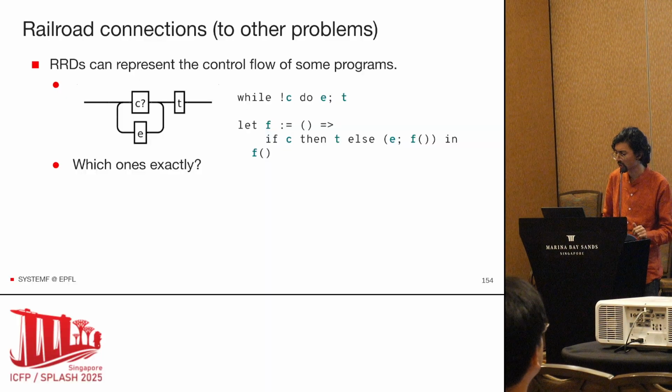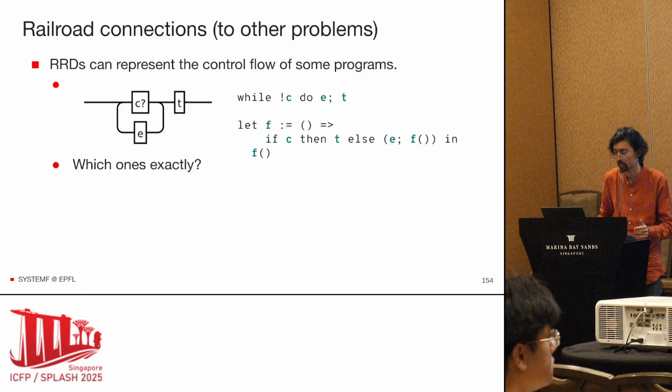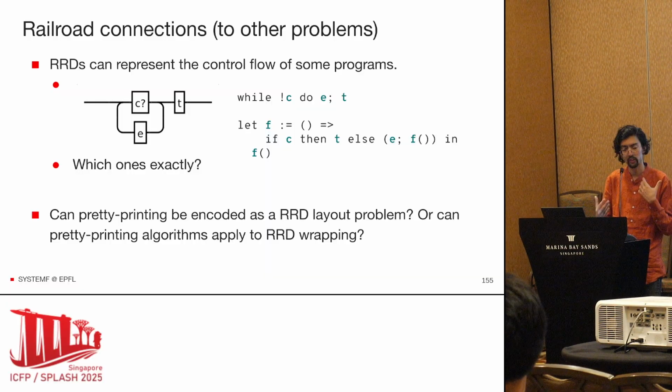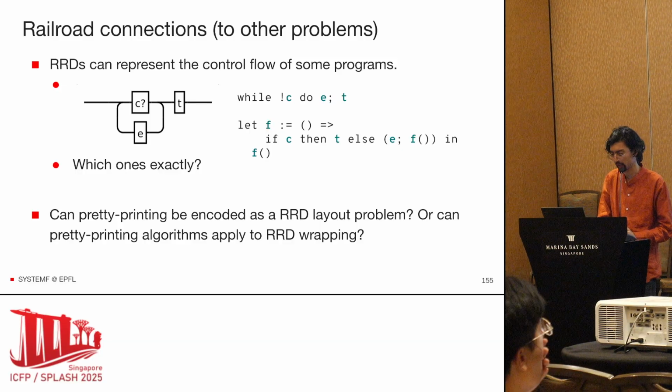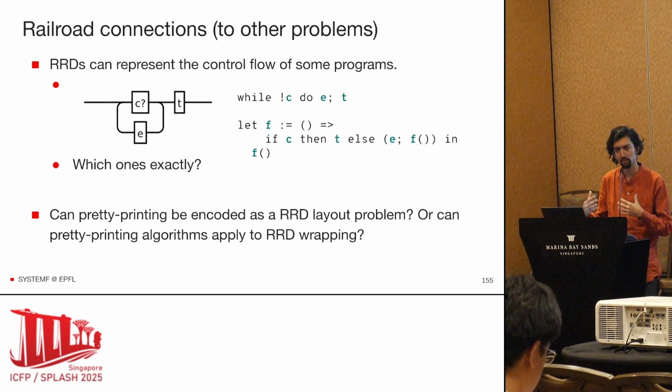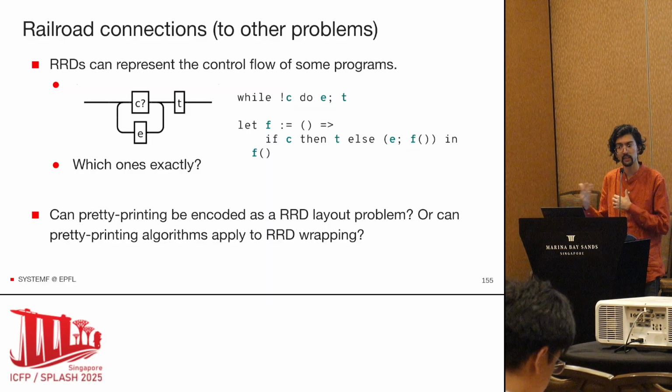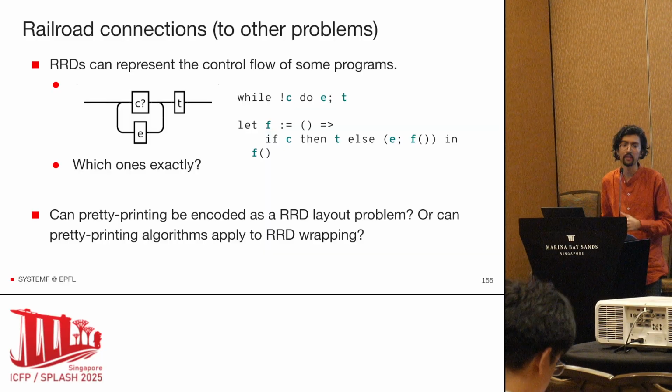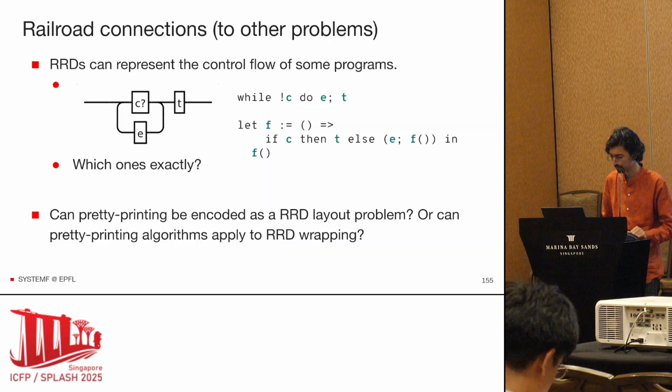On a different note, pretty-printing code is a problem where formal approaches have been particularly fruitful in programming languages. Can pretty-printing be encoded as a railroad diagram layout problem, or what can I learn from existing fruitful approaches to pretty-printing and adapt them to how I do railroad wrapping?